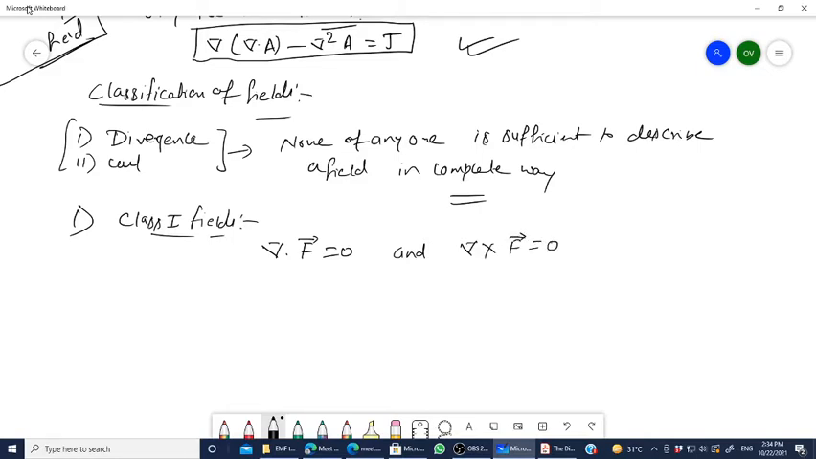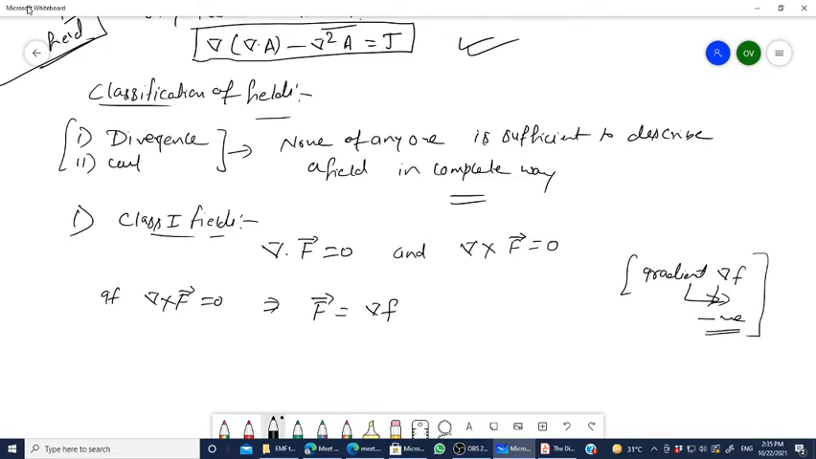And we know that if the curl of the vector field is 0, what does it mean? It means this vector is nothing but the gradient of a scalar function. Generally the gradient of the scalar function is always represented in the negative form. We will see later in the electric field. So generally we will represent it like this.